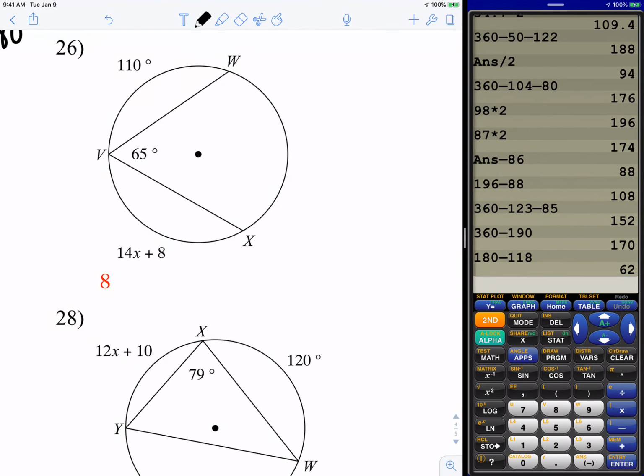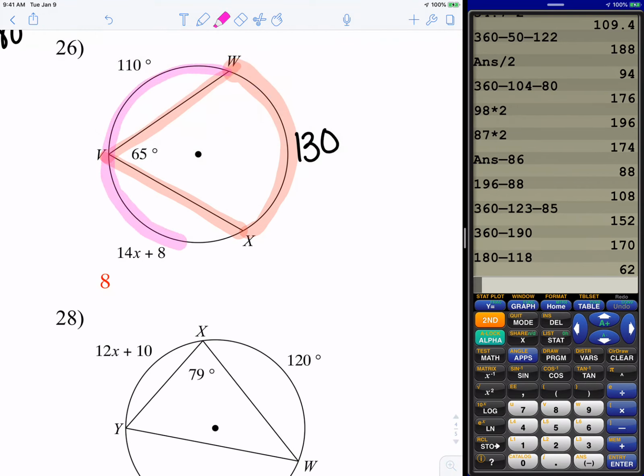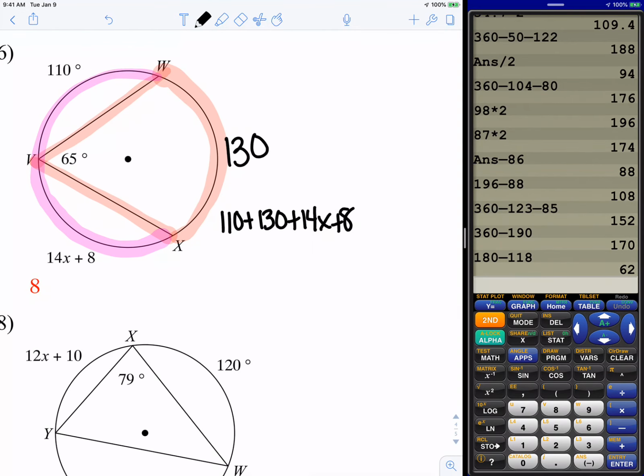All right, 26. This inscribed angle has this intercepted arc. So if I double the angle, I'll get the arc. So this is 130. And then the arcs all the way around the circle have a sum of 360. So I have 110 added to 130 added to this 14x plus 8. And that is a total of 360 degrees. When I solve for x, I get 8.